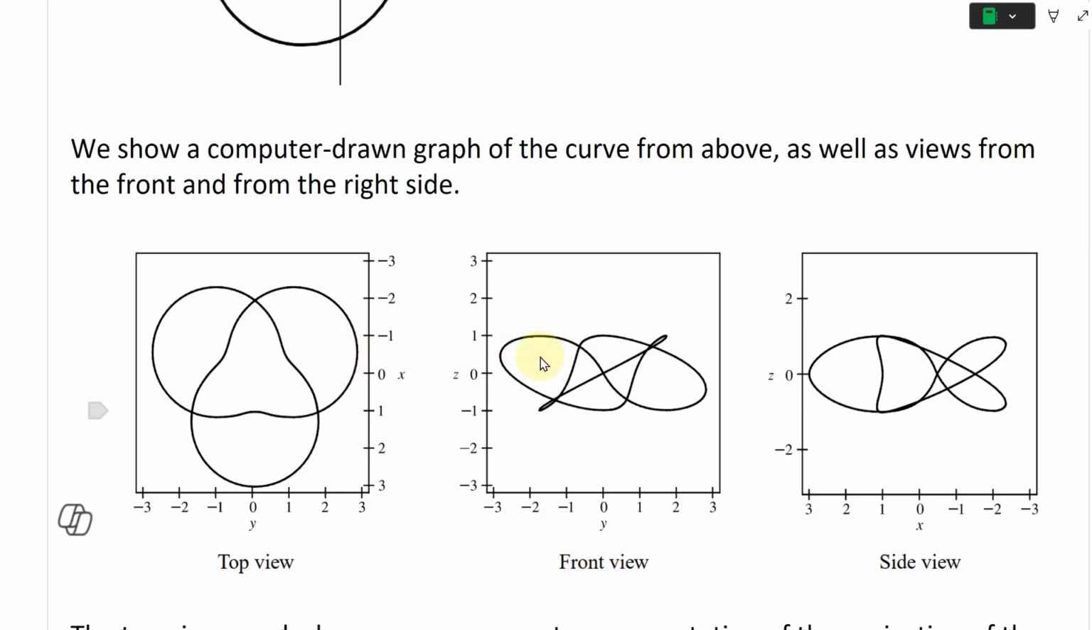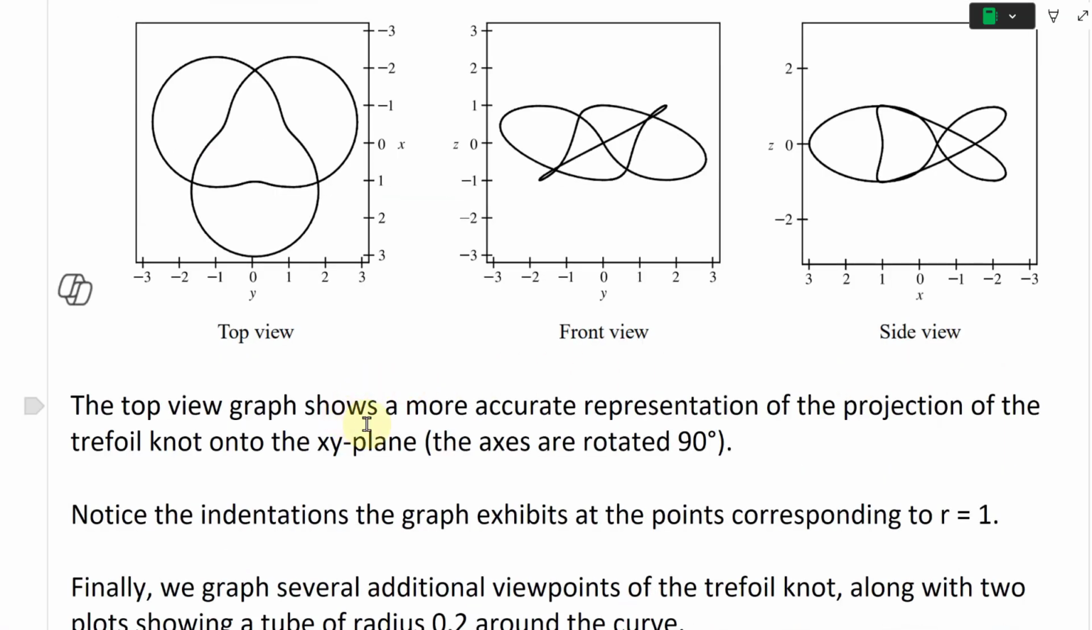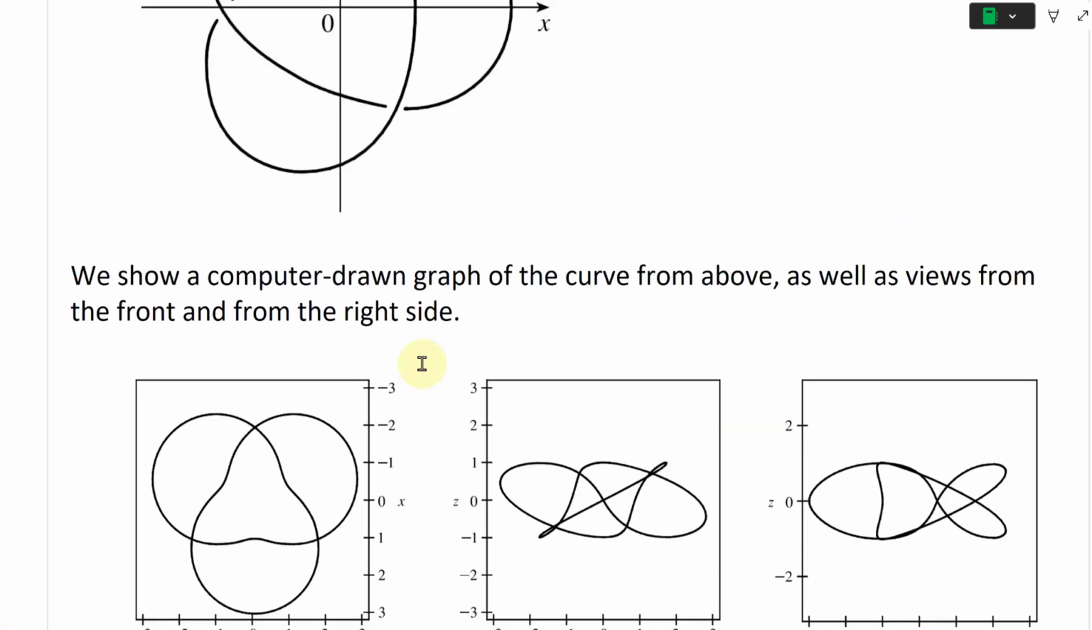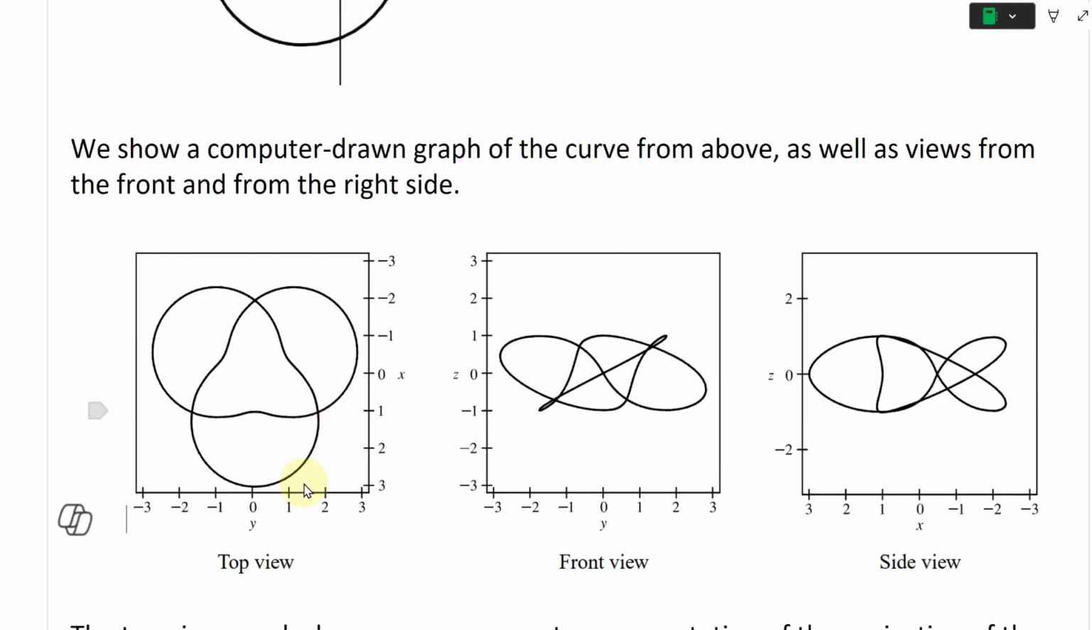And here's the front view, which looks like this. From the top view, there's no way you can tell that this is going to look like that from looking at this. The side view looks kind of like a fish or a missile. The top view graph shows a more accurate representation of the projection of the trefoil knot onto the XY plane. The axes are rotated 90 degrees. Just a note here, this is X, this is Y, as opposed to X and Y. So it's rotated 90 degrees. It should be over here. Make it upside down.